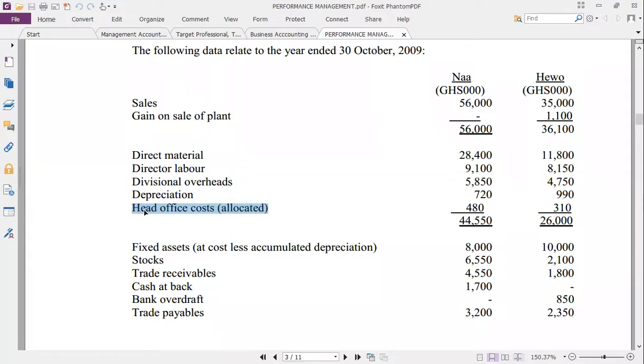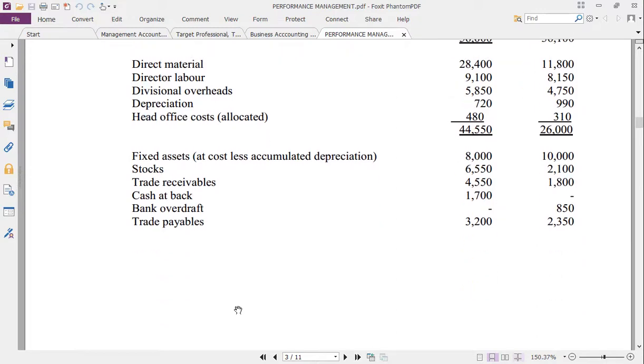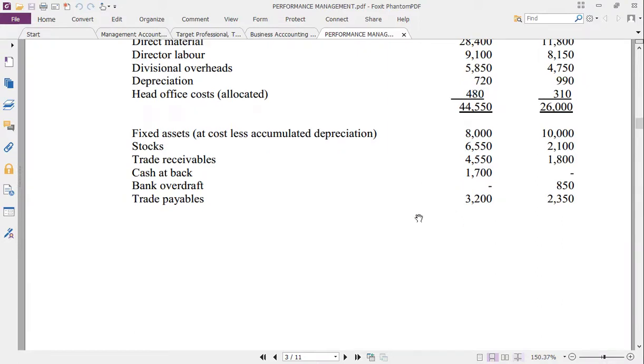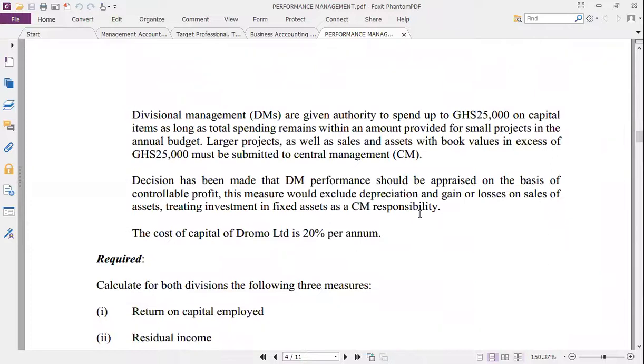Fixed assets, cost less accumulated depreciation, all of them are there. Stock, trade receivable, cash at bank, bank overdraft, trade payable. So this one you have to deduce the working capital, and then you find what? The capital employed. The ultimate goal is capital employed. So you have to deduce it from this and then you are done. Calculate the capital employed. Calculate the controllable profit. Do not include this figure. Then you are done. Let's see.